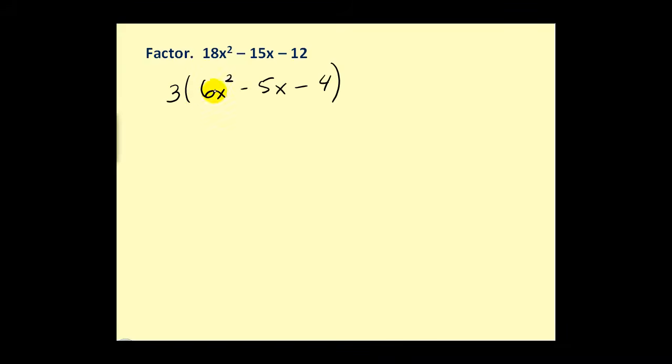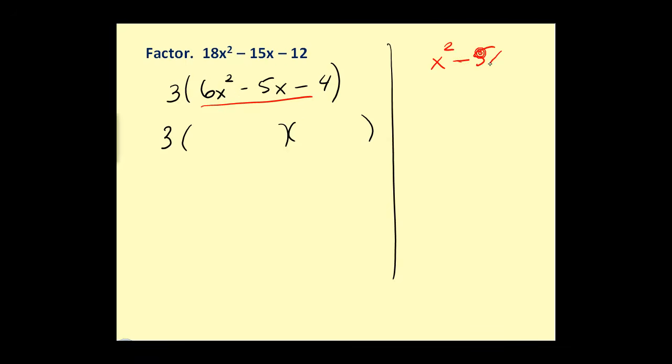However, the inner trinomial still does not have a leading coefficient of 1. So when we finish, we know we should have something that looks like this. What we're going to do now is take this inner trinomial and apply bottoms up. So let's rewrite this as x squared minus 5x, and then the constant term will now be 6 times negative 4, which should give us negative 24.